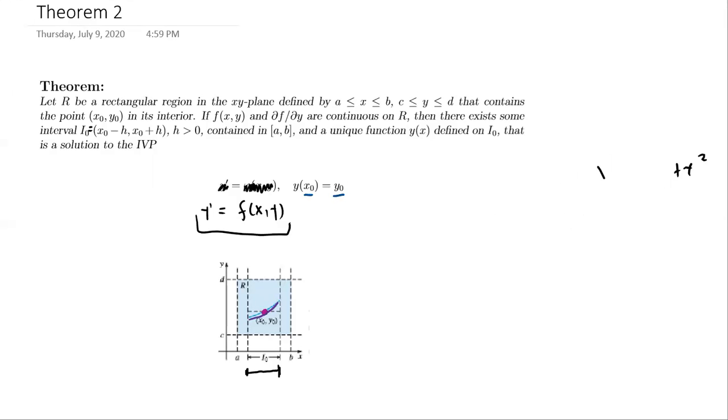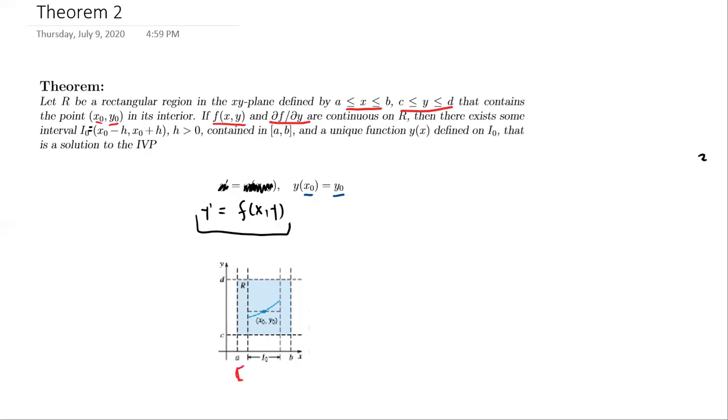So let me get rid of all of this. You have to find an interval about x that contains x naught, and an interval about y that contains the y naught, or the y coordinate of the point. And what you have to do is check that both the function, whatever expression you have in terms of x, y, and the partial derivative with respect to y of that expression are continuous on this region, which you can see here in the picture.